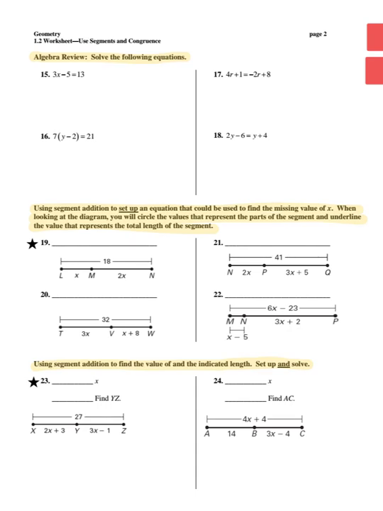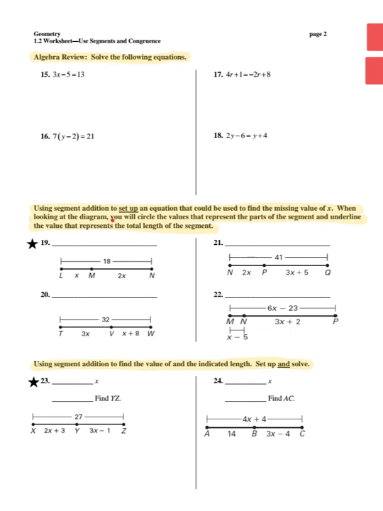All right, gang, let's work on page 2 of the 1.2 worksheet, use segments and congruence. The first part is algebra review. We are going to jump down to part 2, number 19. It says, using segment addition, set up an equation that could be used to find the missing value of x.